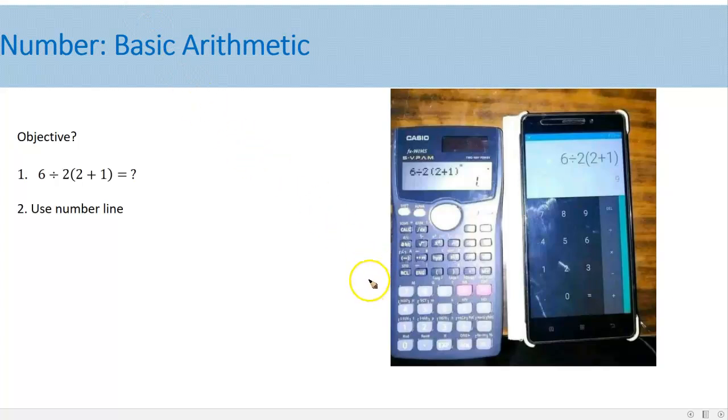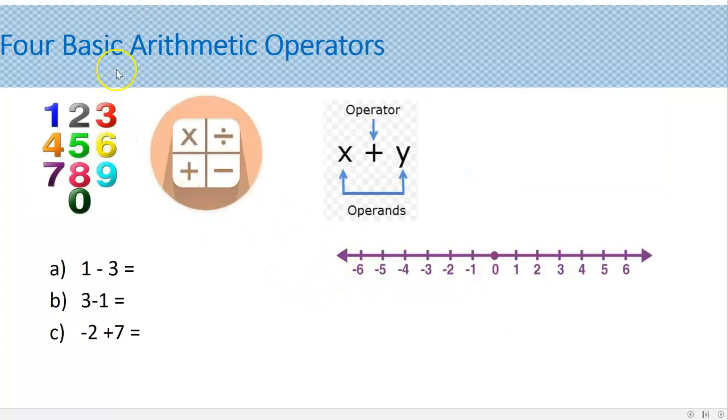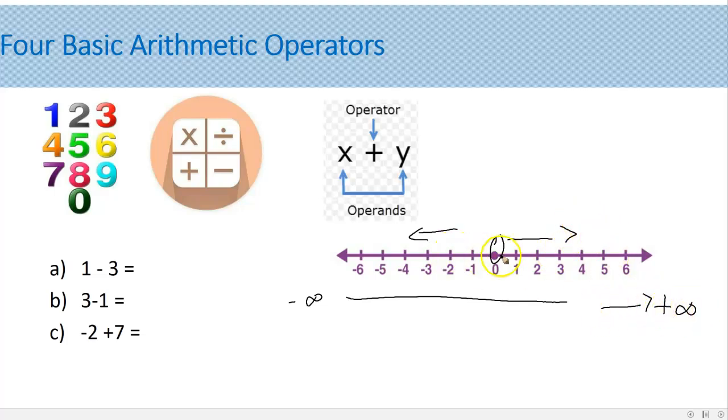Let's look at the number line first. So here we have our number line. It starts right from the center, going in either direction. Here it goes all the way to minus infinity, and here it goes all the way to positive infinity.